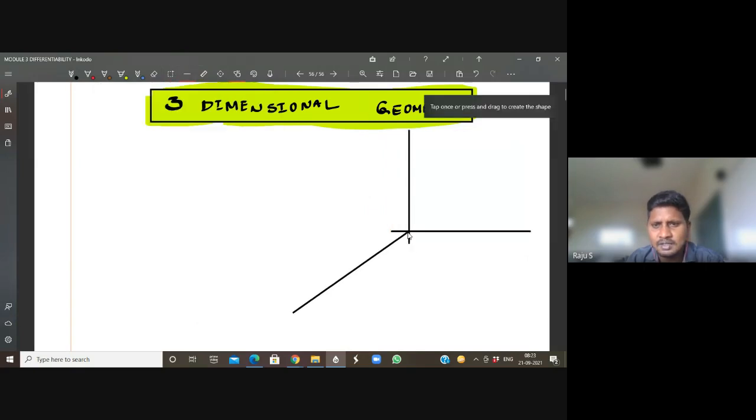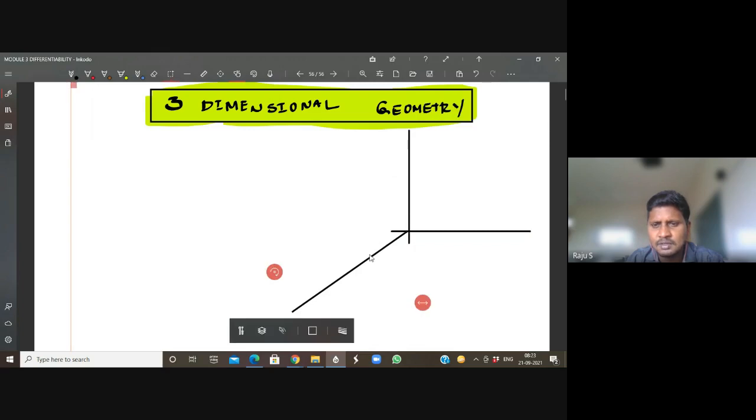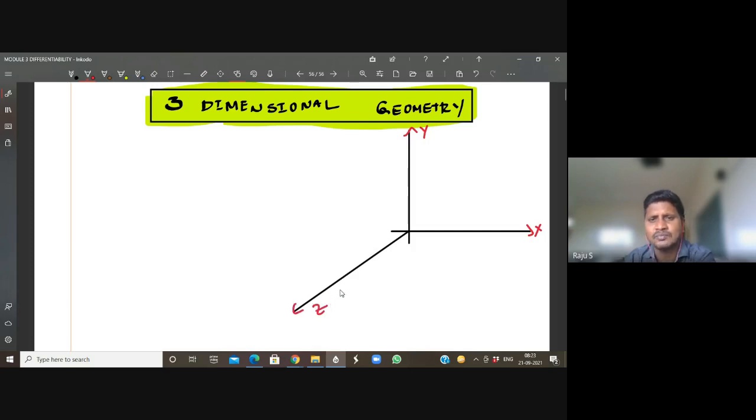Whatever we studied in the vector concept, based on that we'll do the first exercise, right? Here I'm taking this as x-axis, this is y-axis, this is z-axis. Clear? These are the three mutually perpendicular lines: x-axis, y-axis, z-axis.